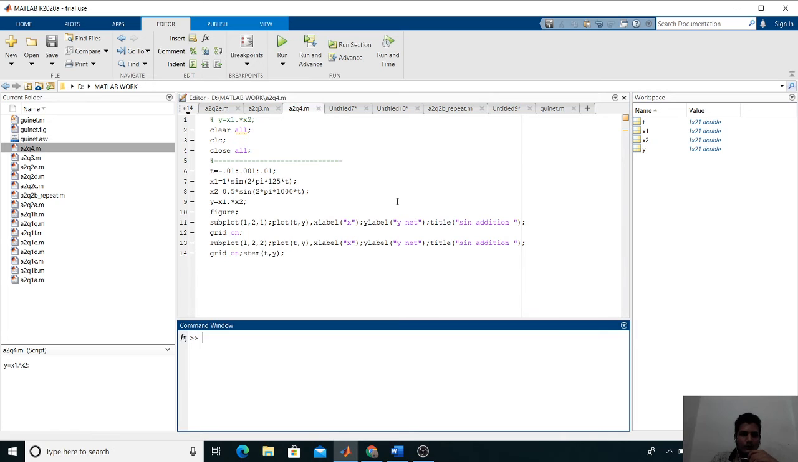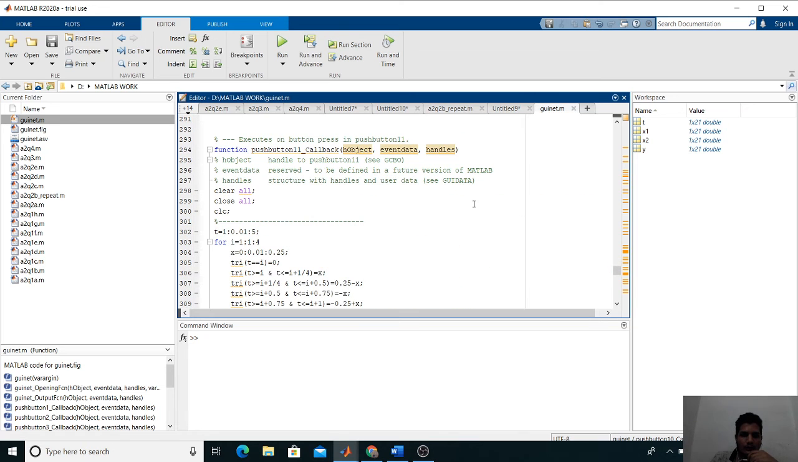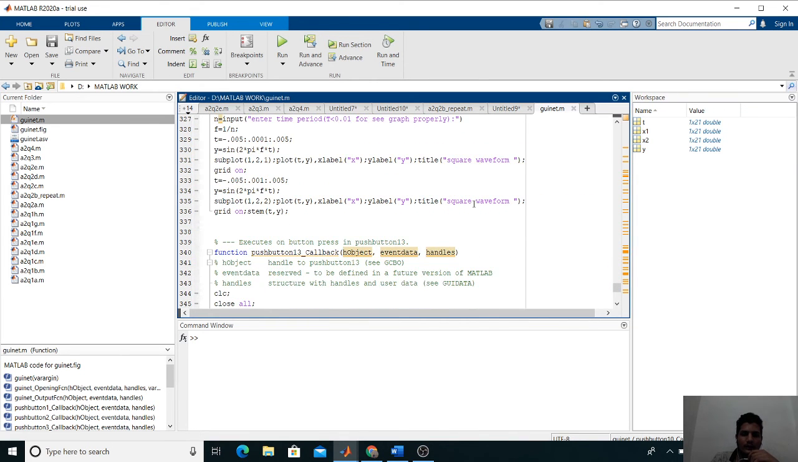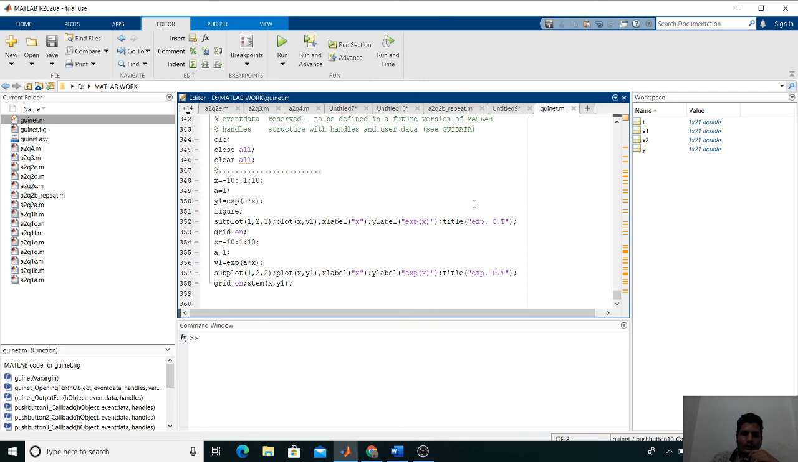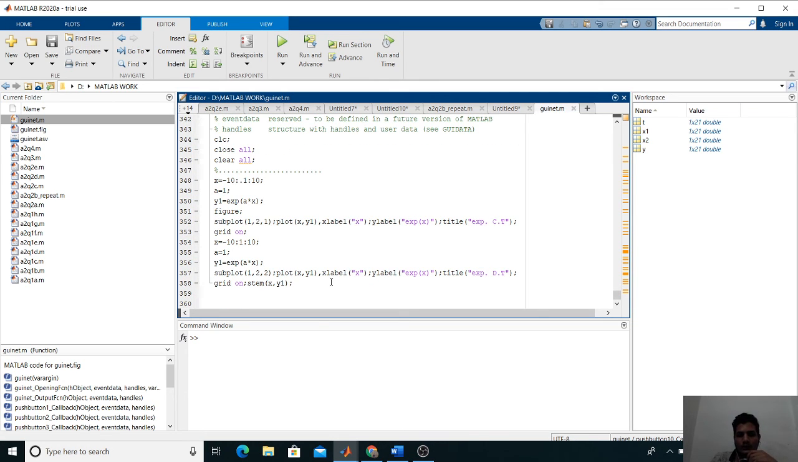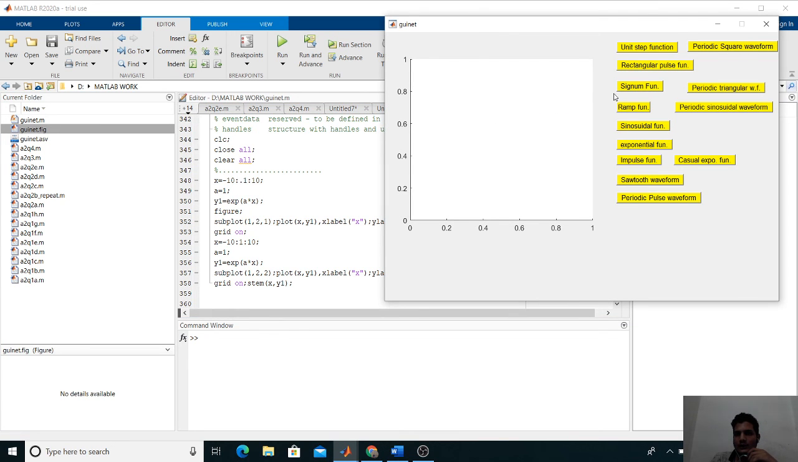So there are many push function keys. I think there are a total of 13 push function keys I have written. Like this, in push question 13 I have written its code. So if I push key 13, then it will load that. Let's see how it works. So this is how the final GUI looks.